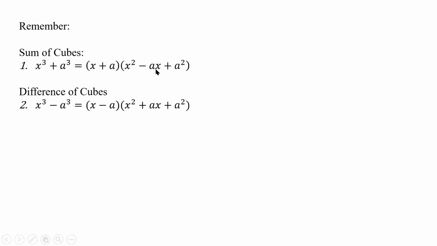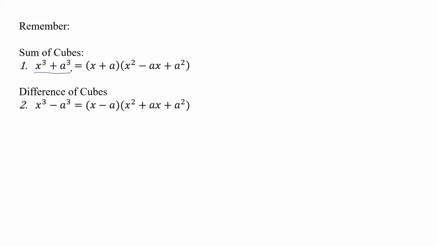Let's look at the next one. So now we have to remember how to do the sum and difference of cubes, because that's going to be how we get a lot of these factors. When we have the sum of cubes, it might be x cubed plus 125, or x cubed plus 27. So you're going to have things that you can take the cube root of and get an actual number, and get our a value.